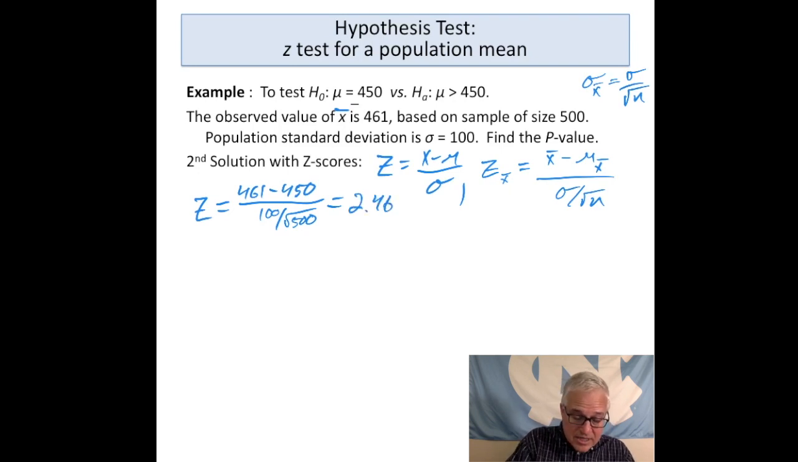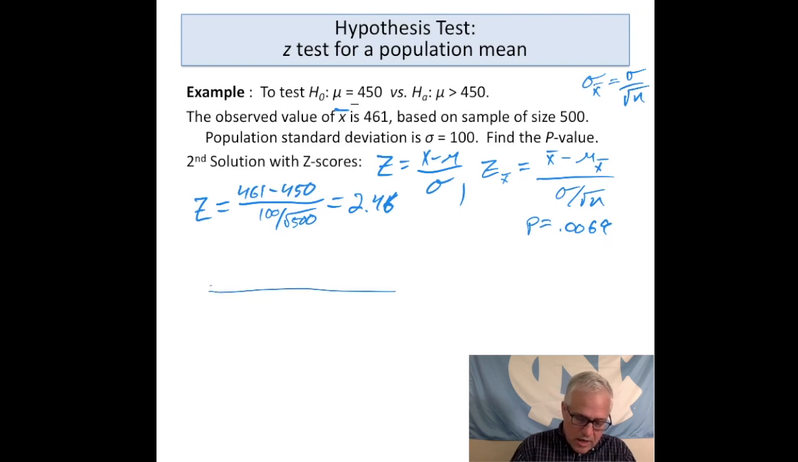So this says our result, with 461 instead of 450, is 2.46 standard deviations above the mean. We know that's an extreme number of standard deviations, so it's not shocking that we got a really small p-value. Remember, we got p equals 0.0069. And we just want to see how to get that same result with z-scores.